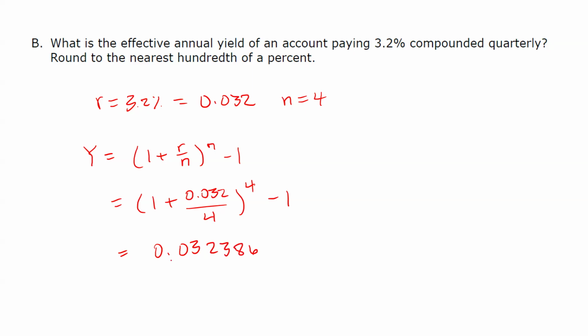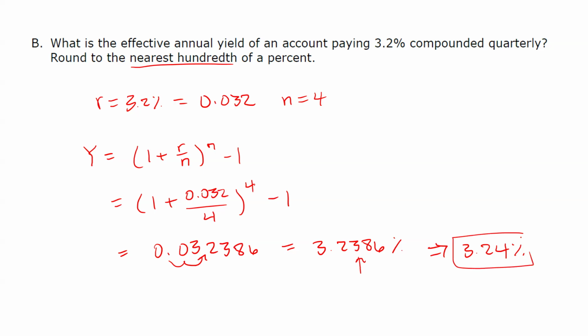0.032386. We convert this to a percent, and we get 3.2386%, but it asks us to round to the nearest hundredth of a percent, which is where the 3 is. So this would be 3.24%. That's the effective annual yield of an account that pays 3.2% compounded quarterly.